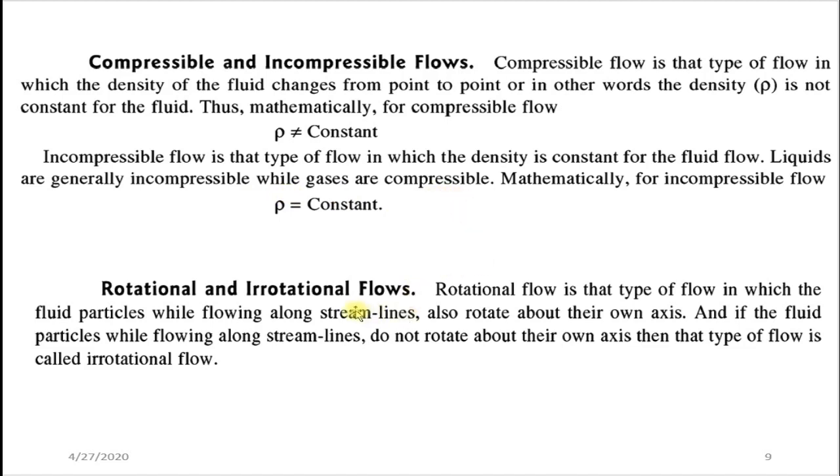Now coming to rotational and irrotational flow. Rotational flow is that type of flow in which the fluid particles rotate about their own axis. Such fluid flow is called rotational flow. Then what about irrotational flow? The flow in which the fluid particles do not rotate about their own axis is called irrotational flow.